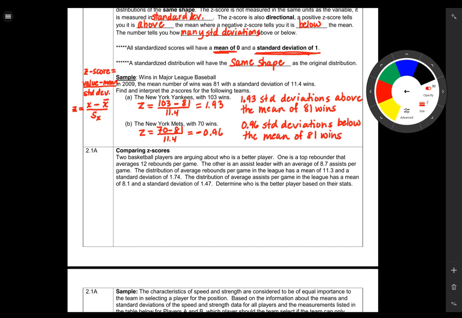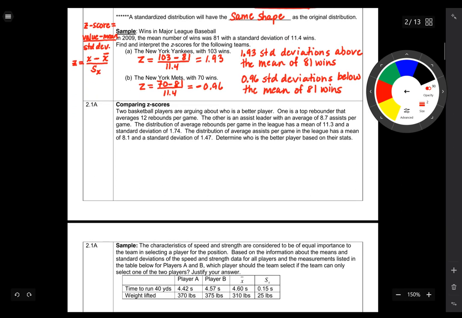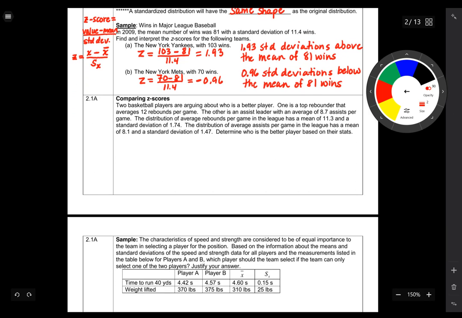Okay, still talking about z-scores. We're going to compare z-scores for this sample problem. So two basketball players are arguing about who is a better player. One is a top rebounder that averages 12 rebounds per game. The other is an assist leader with an average of 8.7 assists per game. The distribution of average rebounds per game in the league has a mean of 11.3 and a standard deviation of 1.74. The distribution of average assists per game in the league has a mean of 8.1 and a standard deviation of 1.47. Determine who is the better player based on their stats.